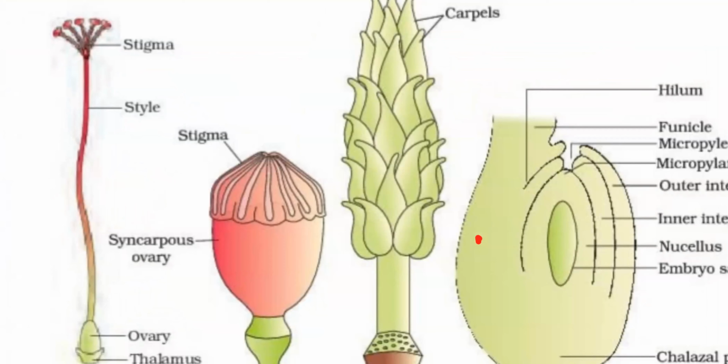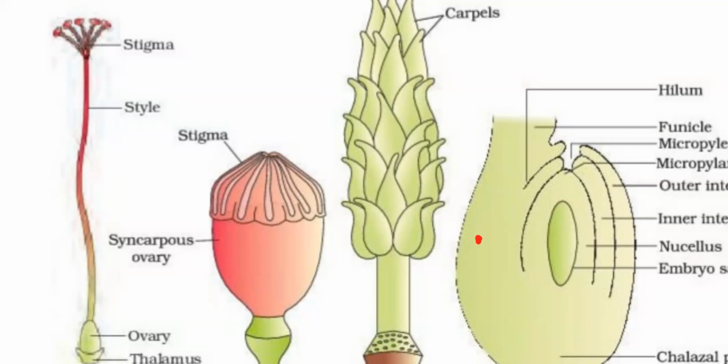The female reproductive whorl of a flower is termed as gynoecium, correct? The units of gynoecium have two names. Pistil and carpel, correct answer.